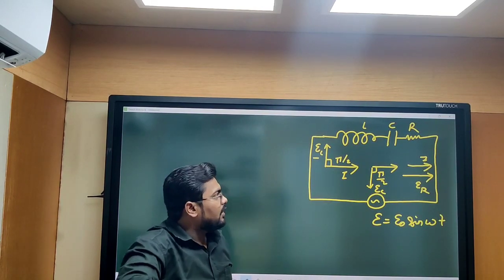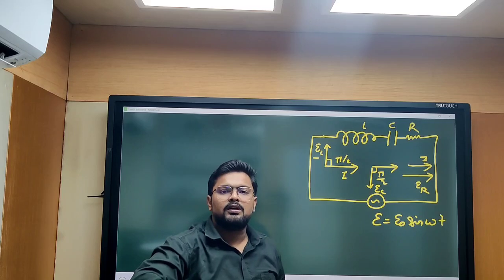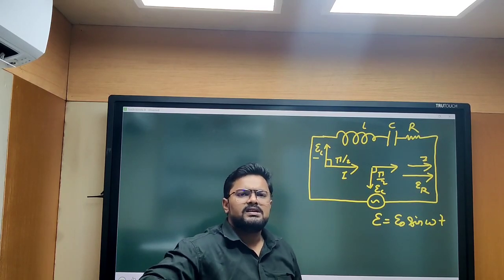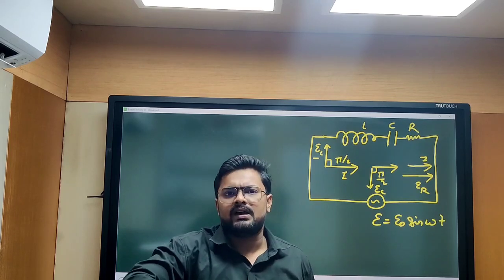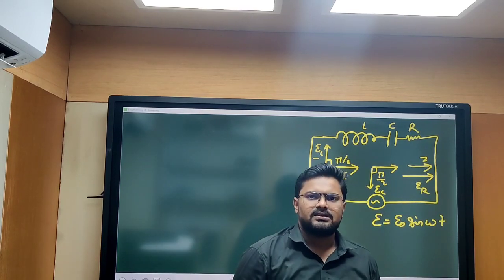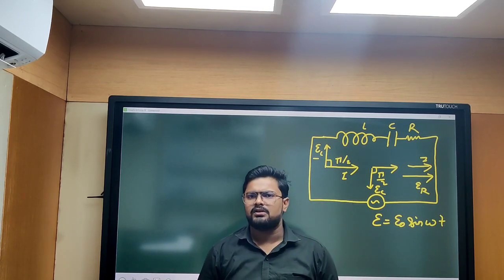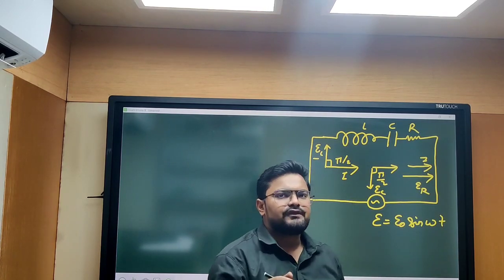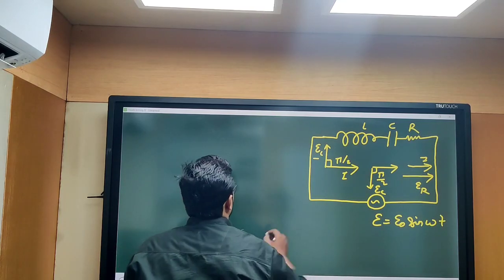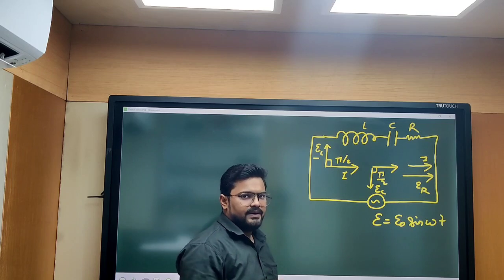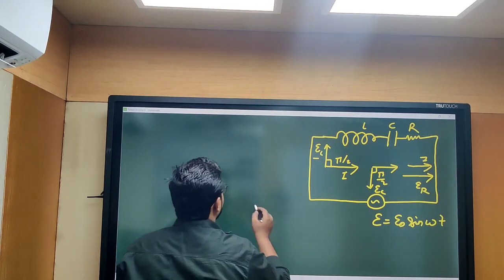Okay, now I am going to derive the formula for the impedance. What is impedance? Impedance is the resistance offered by LCR circuit. The resistance offered by LCR circuit is known as impedance. Let's find out. First, I am going to draw a triangle which is known as impedance triangle.